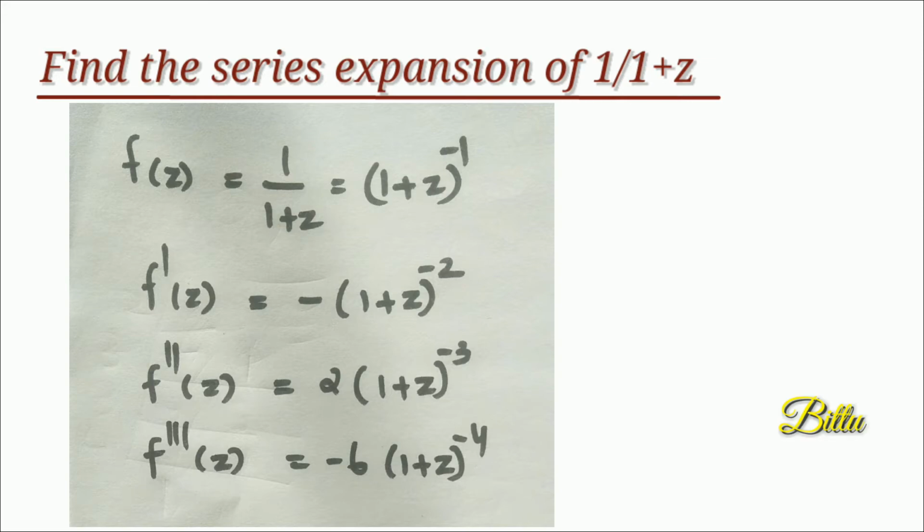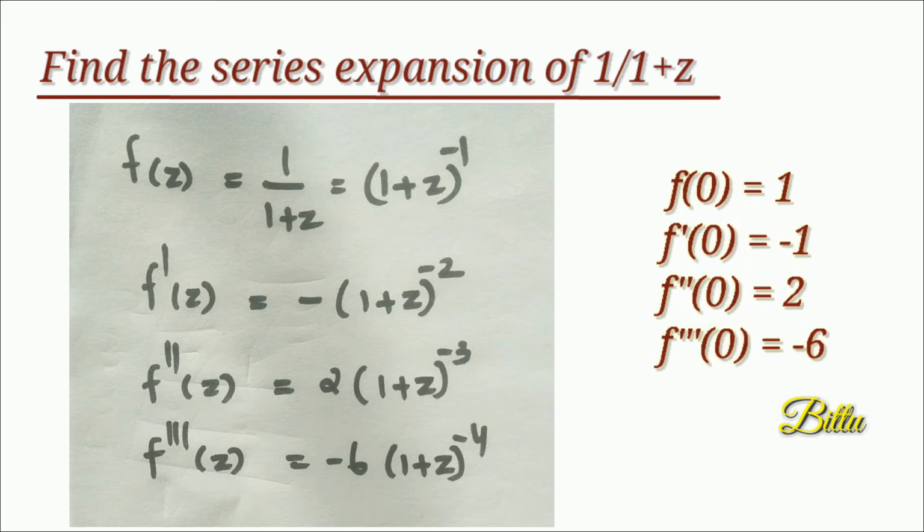f3 dash is 2 into minus 3 into 1 plus z raised to minus 4, that is minus 6 into 1 plus z raised to minus 4. Next to find these at 0. So f0 is 1, f dash 0 is minus 1, f2 dash 0 is 2, f3 dash 0 is minus 6. Next you consider Maclaurin series and you put a equal to 0 and replace the values of f0, f dash 0, f2 dash 0, f3 dash 0 by 1, minus 1, 2, minus 6.